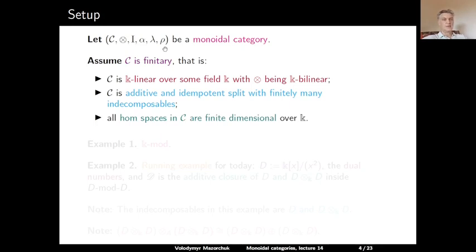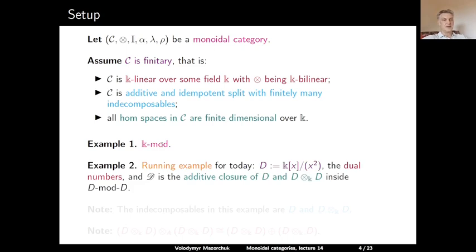A typical example of a finitary category is the category of all finite dimensional K vector spaces. The running example for today's lecture will be the category of projective bimodules over the dual numbers. So we have the algebra D of dual numbers. This is a quotient of the polynomial algebra in X modulo the ideal generated by X squared.